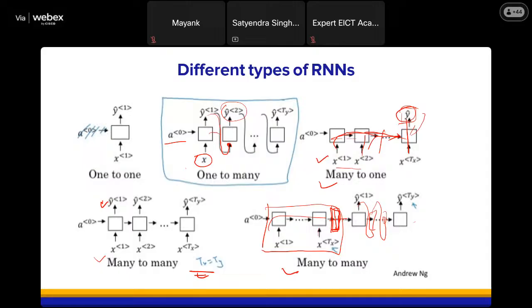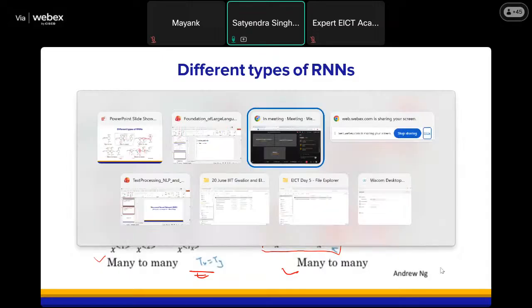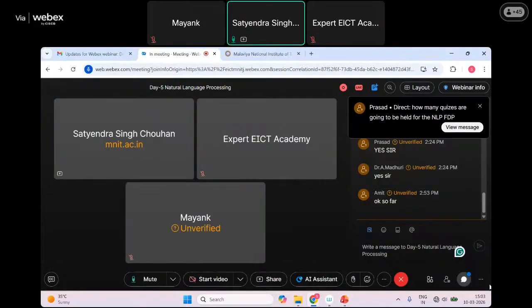So for many to many with different Tx and Ty, what do you think? What are the tasks or examples that you can think of? Write it in the chat. Some examples of many to many sequence modeling where input and output are different. Can you think of some problems like this?